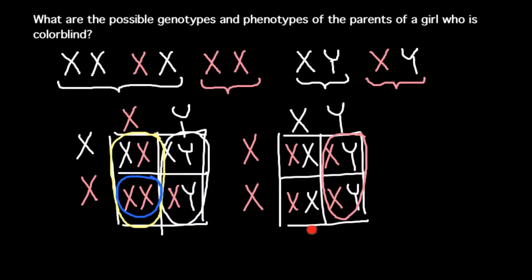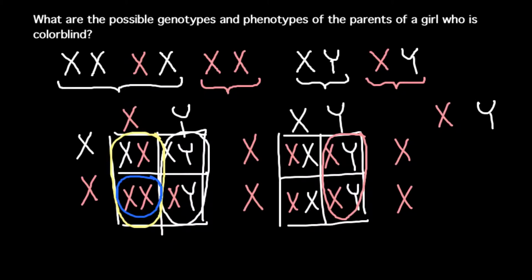This doesn't answer our question about which genotypes and phenotypes of the parents can produce an affected female. So let's then consider a mother who is affected and a father who is also affected. Here is the genotype of the mother, and here is the genotype of the father.